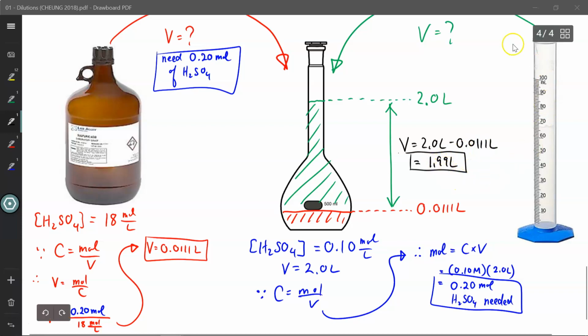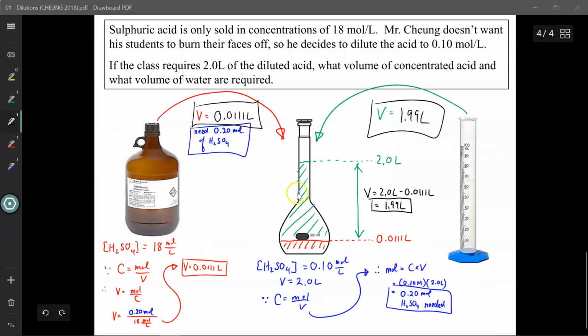And this is the volume of water that needs to be added into my volumetric flask in order to create my diluted solution. And there's my answer. In order to create 2 liters of a 0.10 molar solution of sulfuric acid, I need to pour in 0.0111 liters of the concentrated stock solution and then dilute it with 1.99 liters of water.